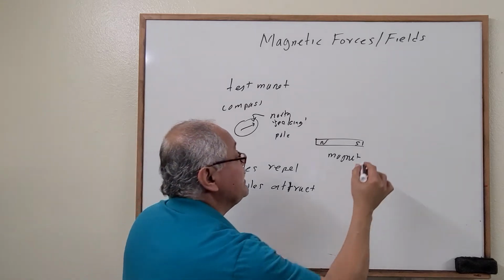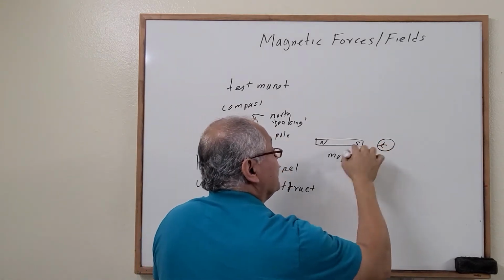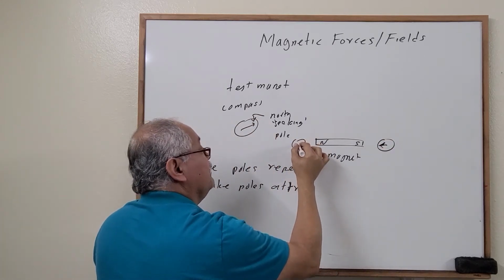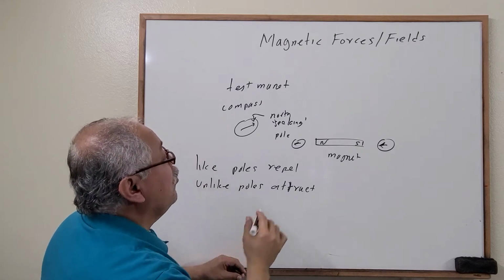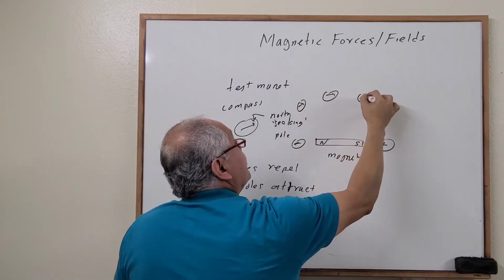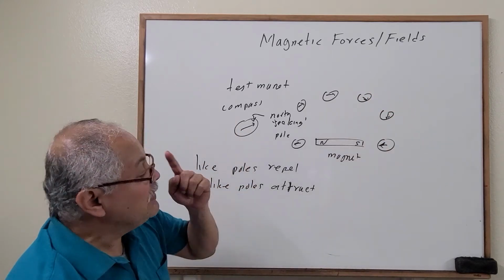What happens when we place a compass right here? Well, the north pole is attracted by the south pole. So we have this direction. What happens right here? It's going to be repelled. What happens right here is going to be in this direction, correct? In this way, and so on. Now let's connect all the points.